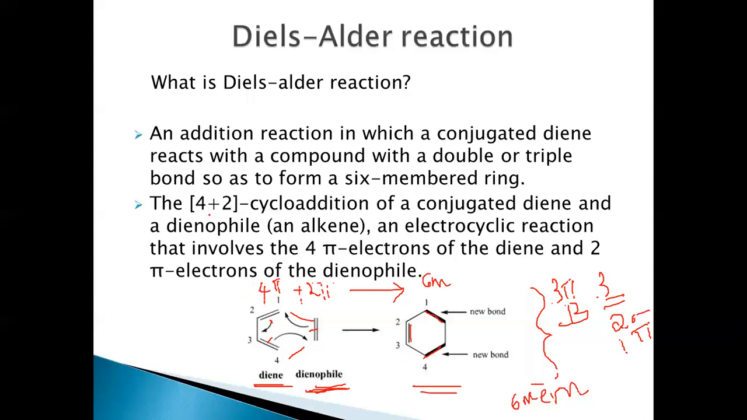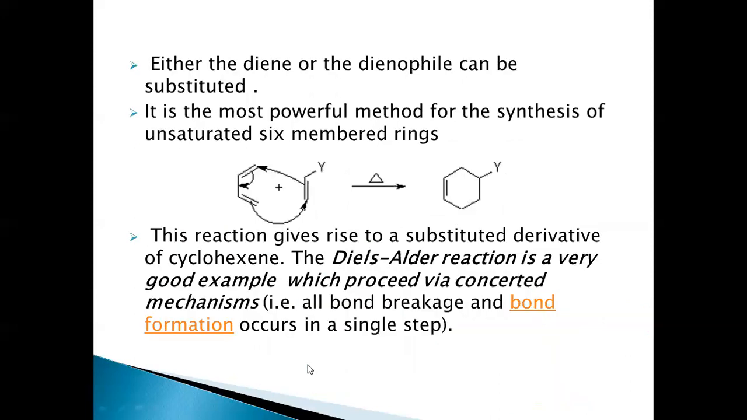So this is called a 4 plus 2 cycloaddition reaction, because the 4 pi electrons of the conjugated diene and the 2 electrons of this dienophile are participating in the reaction, resulting in the formation of a cycloaddition product that involves 4 pi electrons of the diene and 2 pi electrons of the dienophile here. So this is a cycloaddition reaction where a new cyclic structure is being formed, and either this diene or dienophile can be substituted in this case.